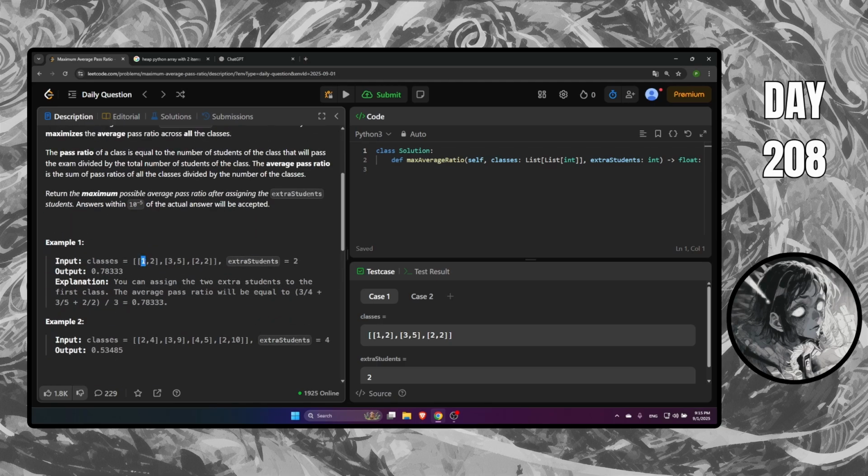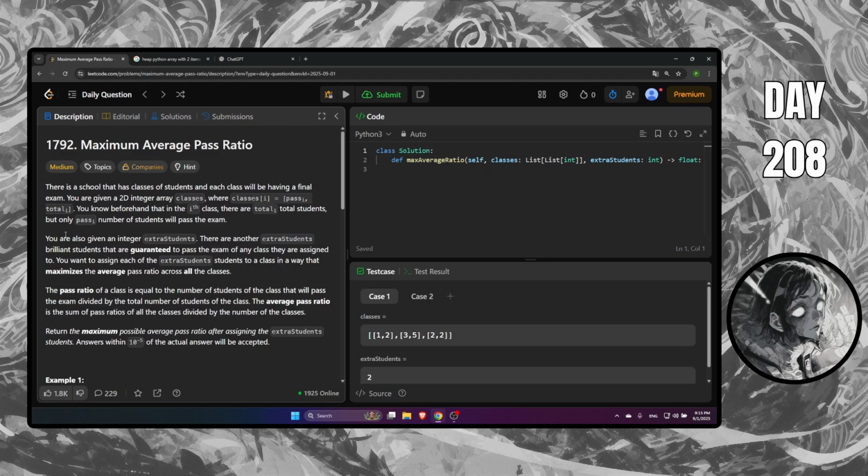So these are the students that are gonna pass, and this is the total. You're also given an integer extraStudents. There are another extraStudents, brilliant students that are guaranteed to pass the exam of any class they are assigned. You want to assign each of the extra students to a class in a way that maximizes the average pass ratio across all the classes.